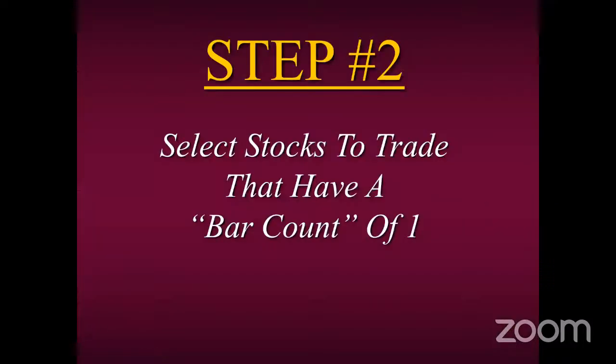This brings us to step two. Now, obviously, we can't trade all of those. What we want to do is select stocks to trade that have a bar count of 1. So what does that mean? Well, that means that they have only had a yellow block around them, or an extreme uptrend block around them for 1 bar. Now, in this case, we're looking at monthly bars. So it's only happened for 1 bar. They've only been there at the end of 1 month.